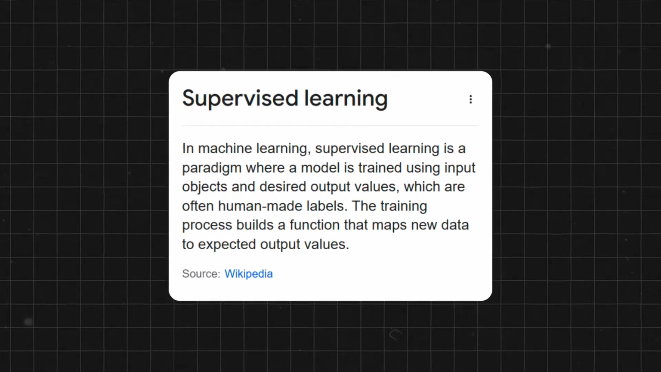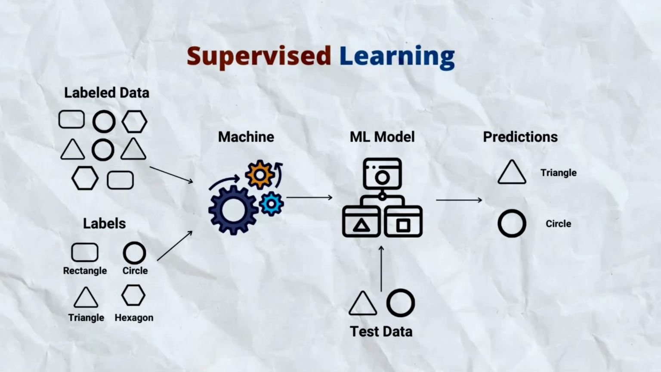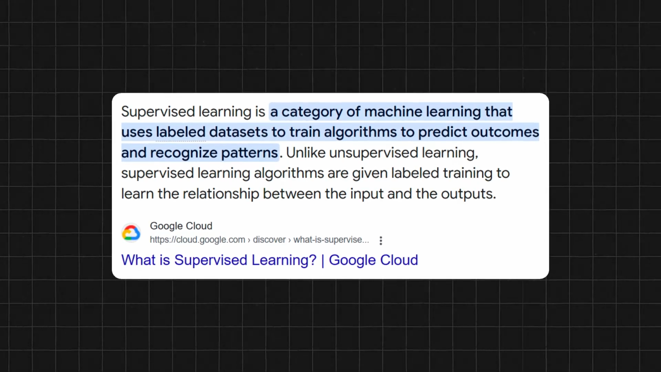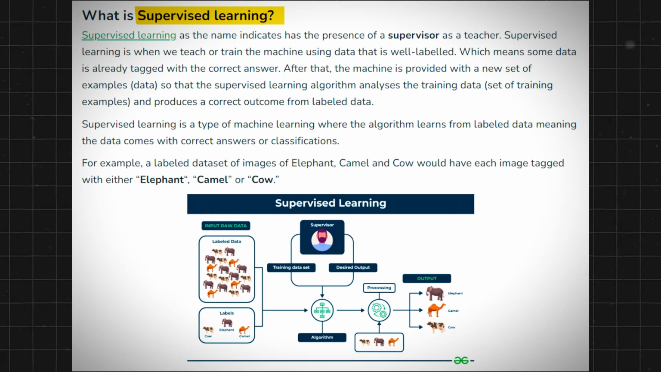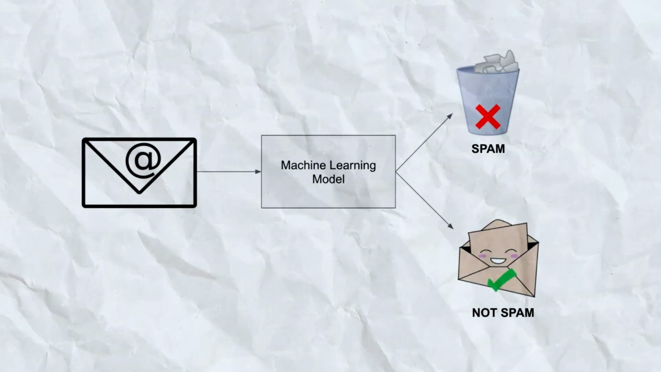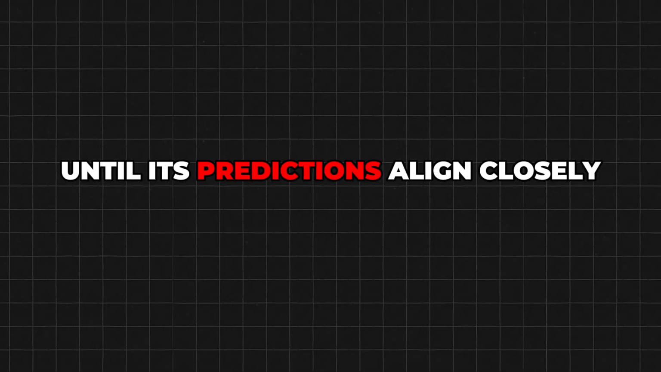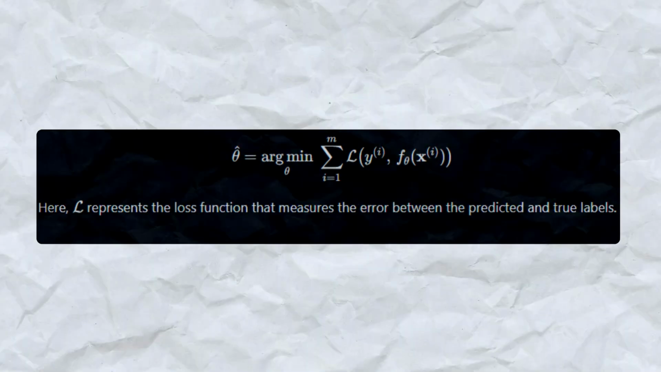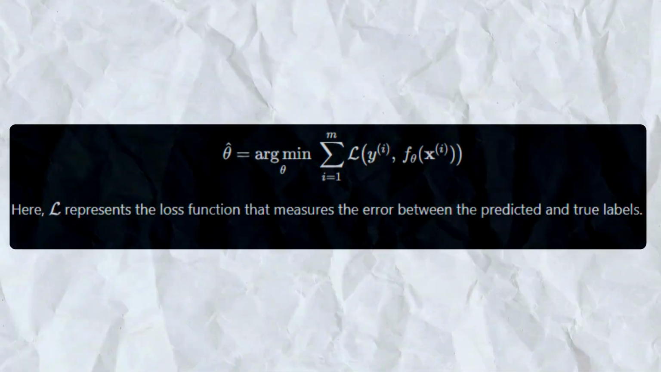In supervised learning, the process resembles having a collection of labeled recipe cards. Each example comes with both the ingredients and the final dish. The model learns by associating features with their correct labels. You can think of the problem as finding the best parameters that minimize the overall prediction error across all examples. For example, when classifying emails as spam or not spam, the model systematically reduces its mistakes by tweaking its internal settings until its predictions align closely with the given labels. Here, L represents the loss function that measures the error between the predicted and true labels.